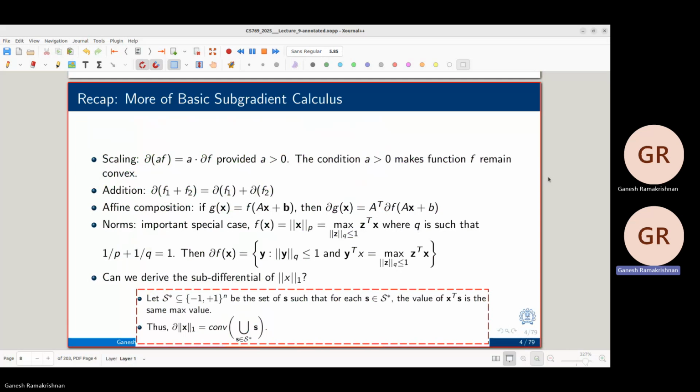Any questions on this? This is important, okay? Make sure you understand this one norm example really well. Any questions? It is very critical. If you get this, you should be able to get many other subdifferential expressions.